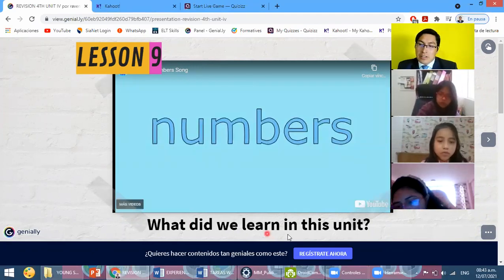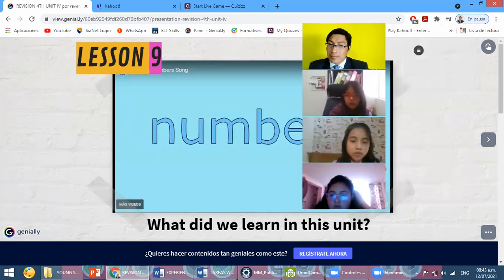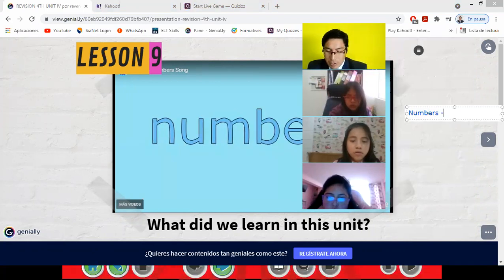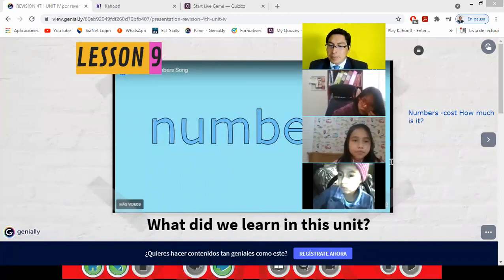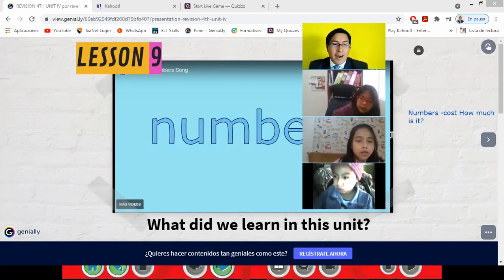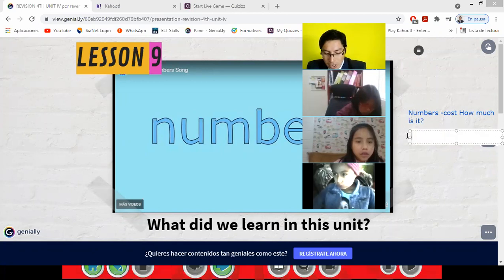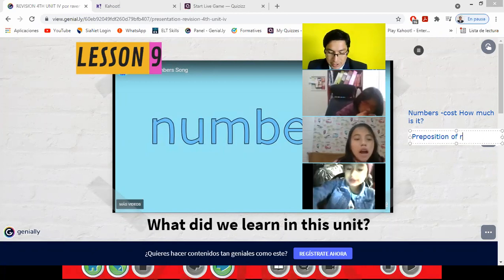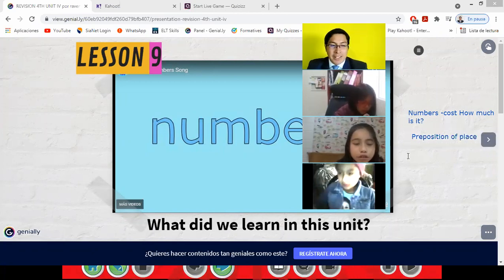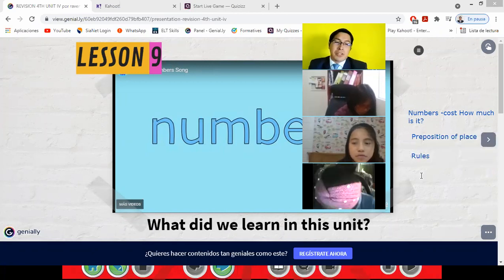Okay, my friends. Question for you. What did we learn in this unit? In the unit number 4? Numbers. Yeah, the numbers, yes. But we learned the numbers to talk about cost, no? How much is it? Yeah, good. What else did we learn? ¿Qué más aprendimos in this unit? The prepositions: in, on, under, in front of, behind, next to, between. Good. And rules, no?